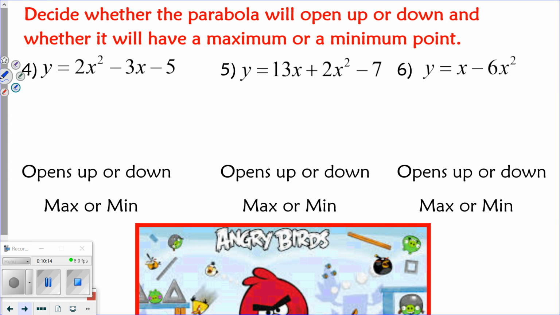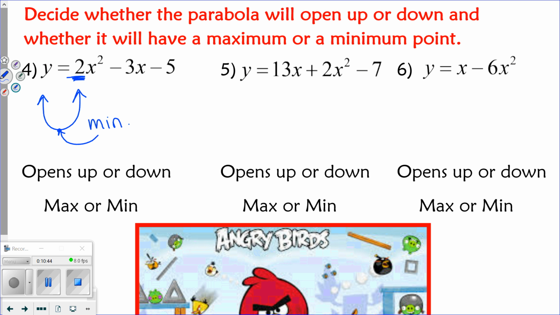All right. Decide whether the parabola will open up or down, and whether it will have a maximum or a minimum point. Just like what we just talked about, can you tell just by looking at the equation? Number 4, it will open up. Why? Yeah, your A value is positive, so it's going to open up, and it will have a minimum value. Right there, it's going to have a minimum for its vertex.